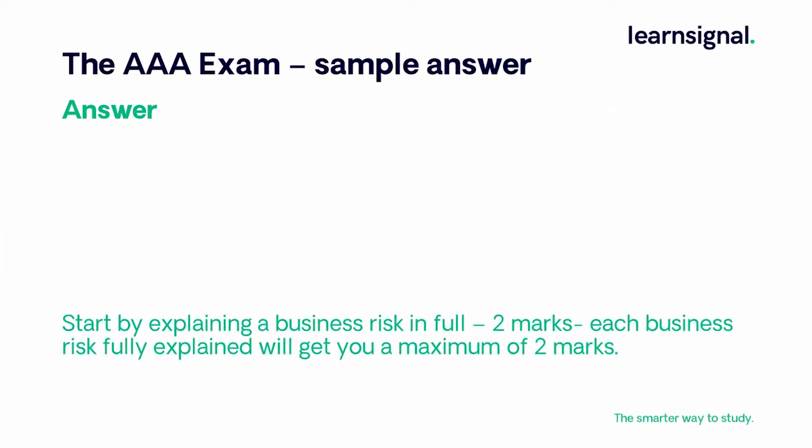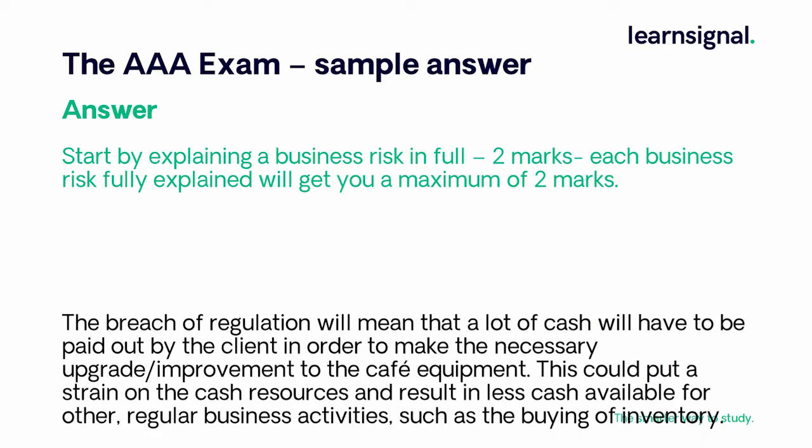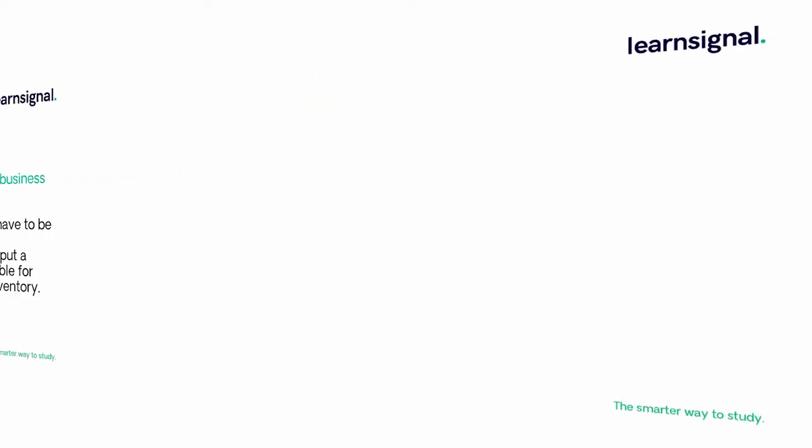I'm going to start by explaining a business risk in full, enough to get you a solid 2 marks for each business risk fully explained. Your answer should recognise that the breach of regulation will mean that a lot of cash will have to be paid out by the client in order to make the necessary upgrade or improvement to the cafe equipment. This could put a strain on the cash resources.